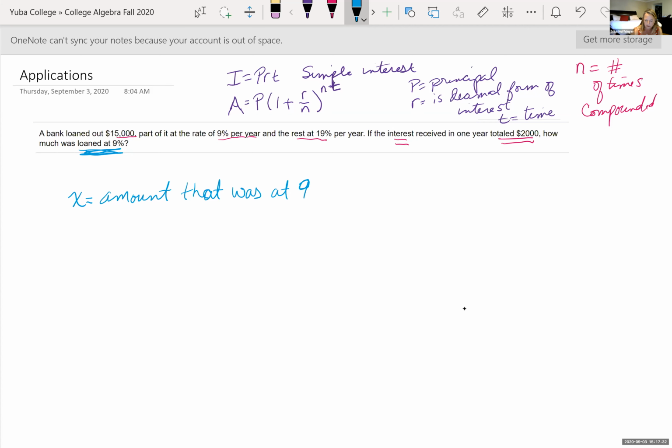So if that's the case, we know that the $15,000 was the total. And so I know that $15,000 minus how much we invested at 9% has to equal the amount invested at 19%.